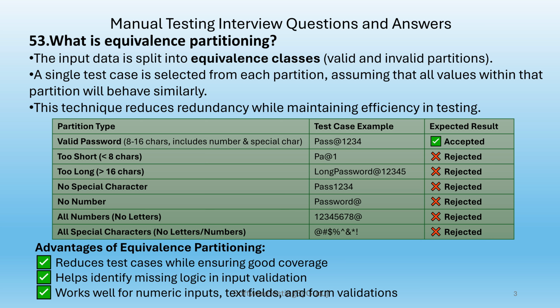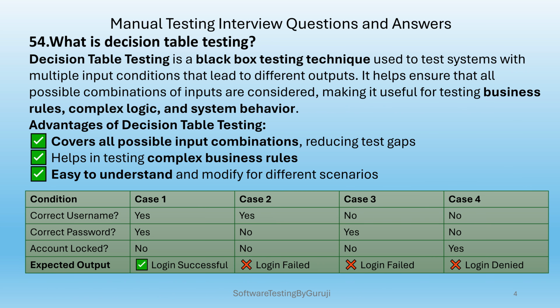Let's understand the advantages of equivalence class partitioning. First, it reduces test cases while ensuring good coverage. Second, it helps identify missing logic in input validation. Third, it works well for numeric input, text fields, and form validation. So this is all about equivalence class partitioning. Let's move to another question. Next question is, what is decision table testing?